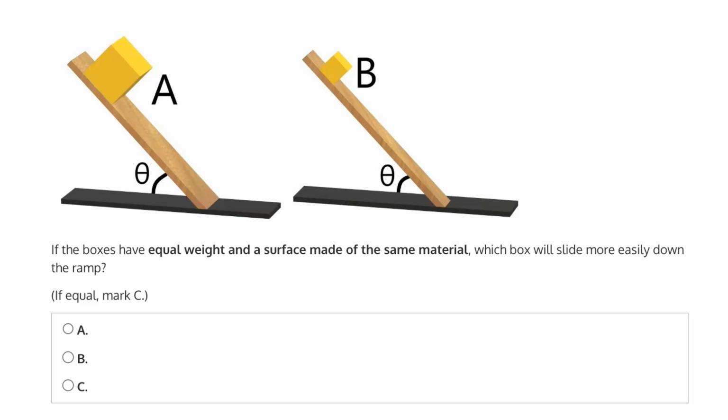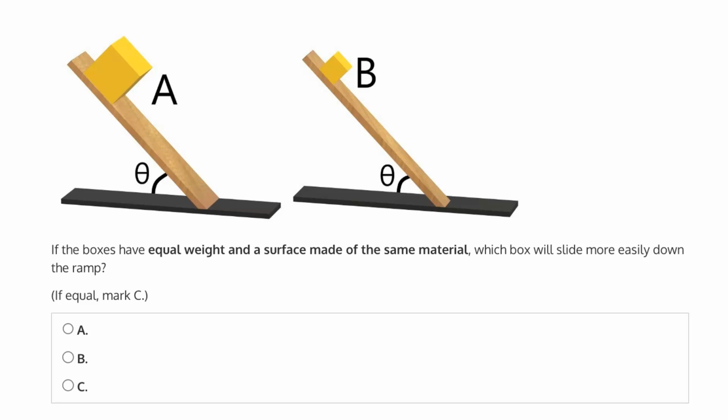So this question says, if the boxes have equal weight and a surface made of the same material, which box will slide more easily down the ramp? Box A, which is the larger of the two boxes. Box B, which is the smaller of the two boxes. Or, if equal, mark C.